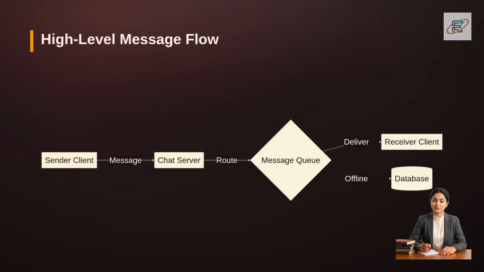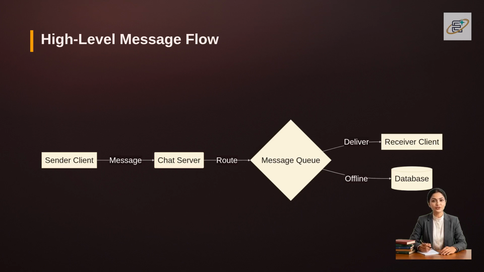Let's break down the high-level message flow when you hit send. It all starts with the sender client, which is the WhatsApp application running on your smartphone. When you type a message and press send, the app packages that data. This data is immediately pushed to the central chat server. The chat server acts as the massive traffic controller for the entire network, handling millions of incoming requests simultaneously. From there, the server routes the message into a highly efficient message queue. This queue determines exactly where the message needs to go next based on the recipient's status.